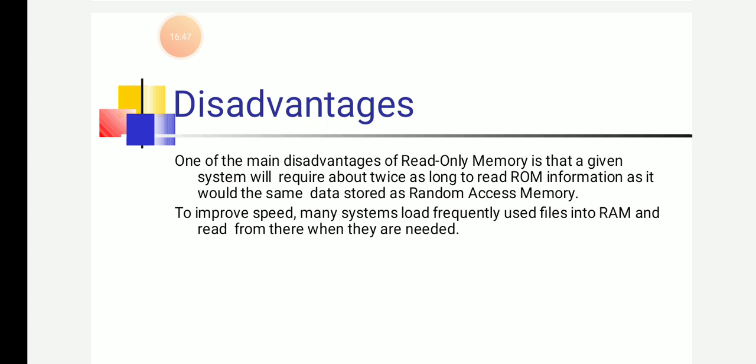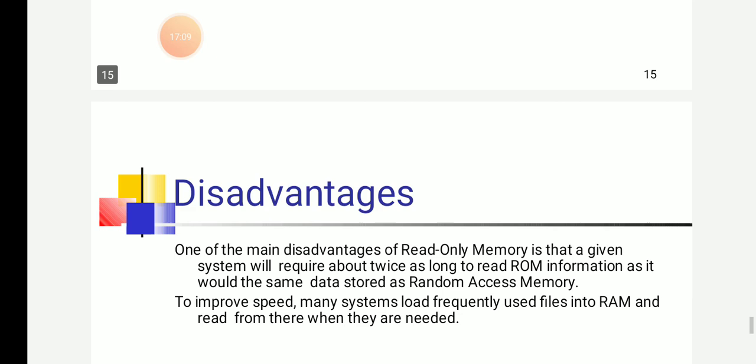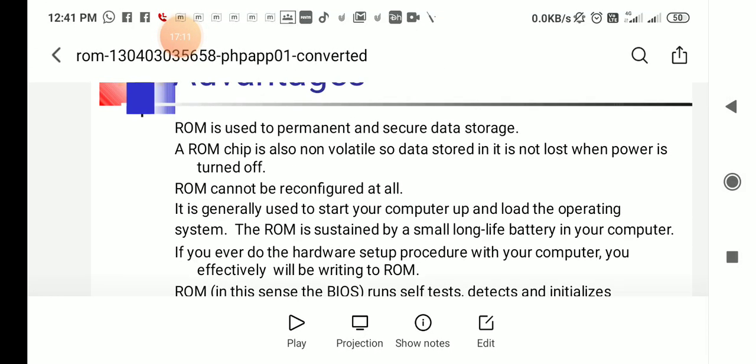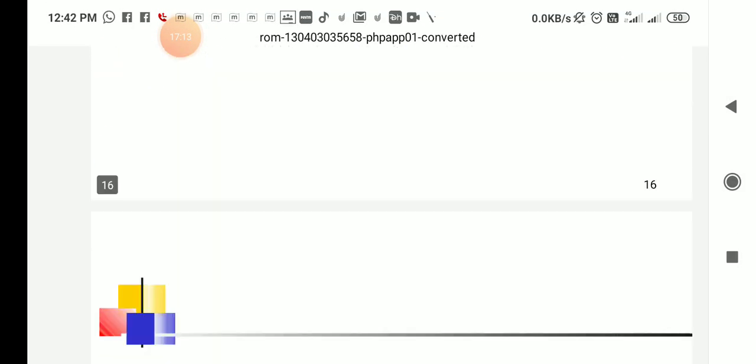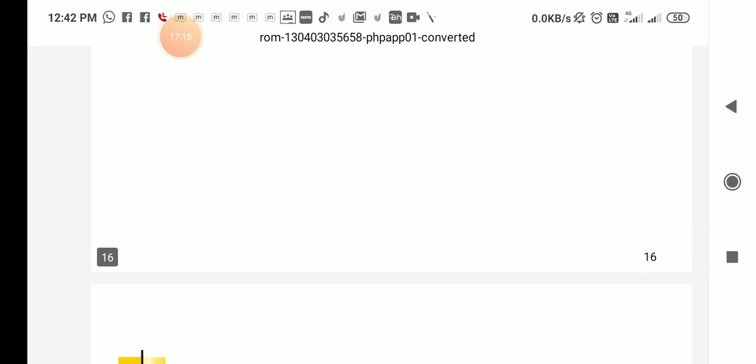So you can compare ROM and RAM. What is the difference between RAM and ROM? RAM is random access memory; it holds temporary data and is volatile. ROM is read-only memory; you can store permanent data in it, and it is non-volatile. These are the major differences, and you can understand them very easily.